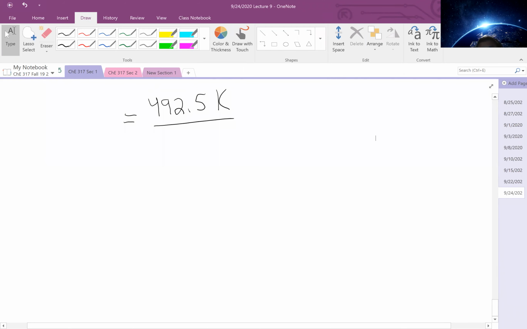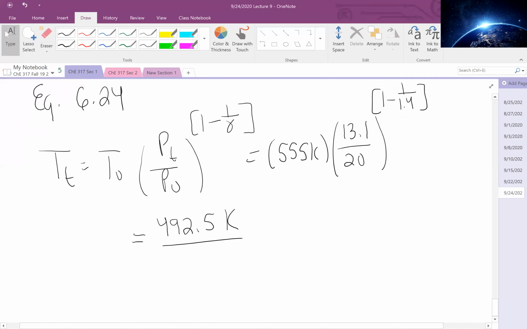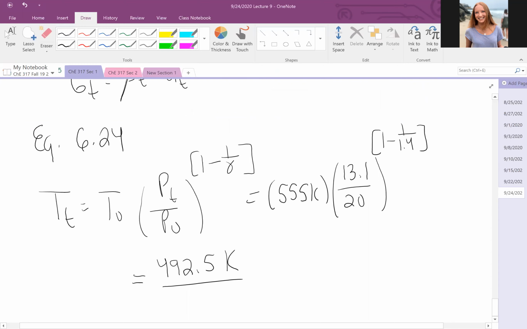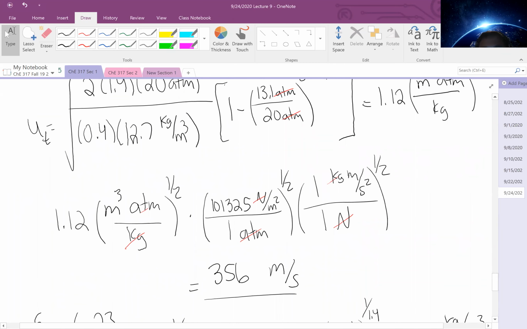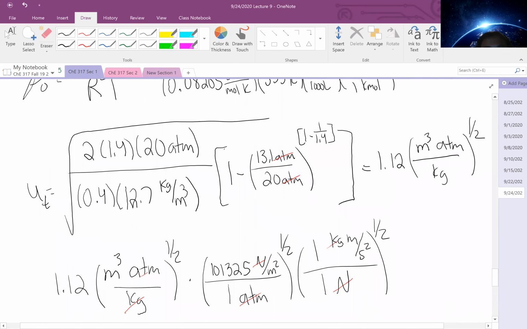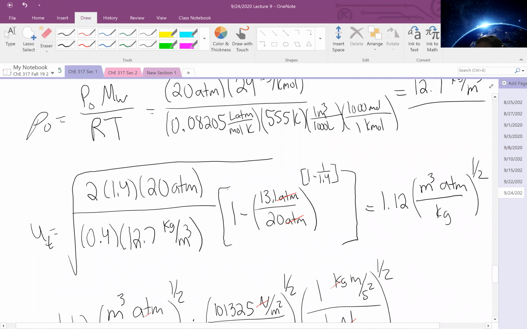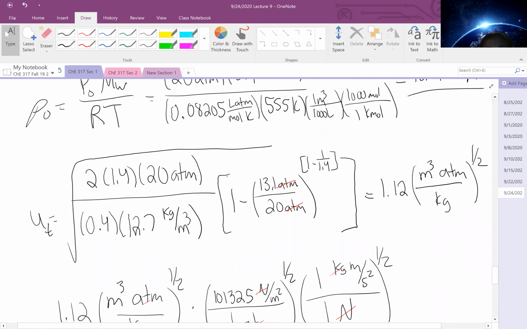All right, any questions on that example? Dr. Lopez, can you discuss the unit conversion that you did to get velocity again, please? Of course, it's a little strange to say the least, because when you complete your velocity calculation using expression 626, based on the units we have, we end up with cubic meters times atmospheres over kilograms to the 1/2 power, because everything's under the square root.